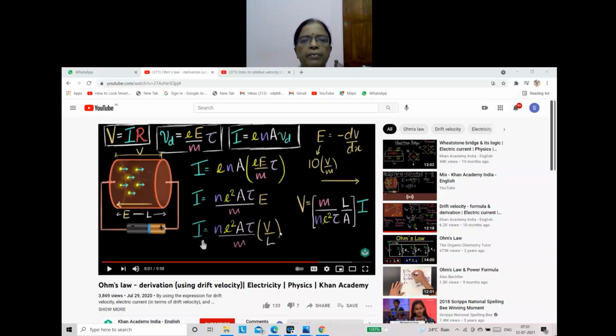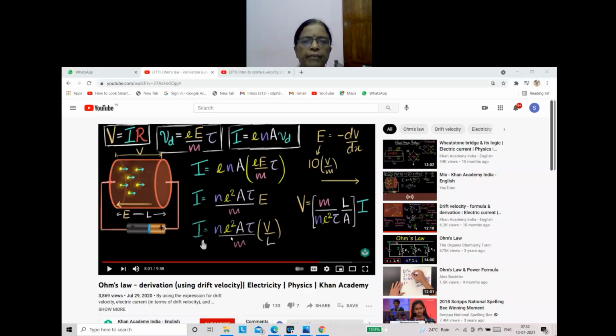Then from that, what do you have to take to deduce Ohm's law? Mitra, what do you have to take from this to deduce Ohm's law? What is Ohm's law equation? I equal to nAe squared tau by m into V by L. When you substituted, we got this equation. So we have to deduce Ohm's law from this.